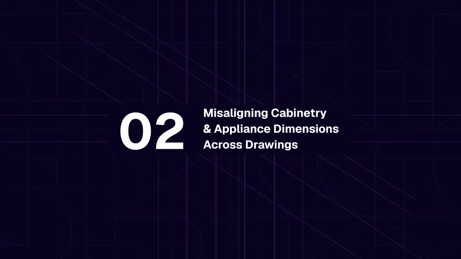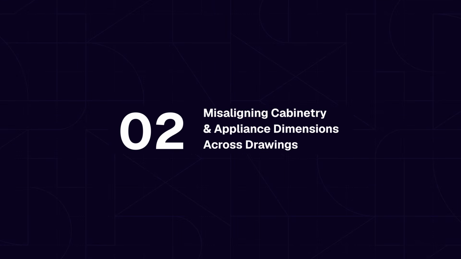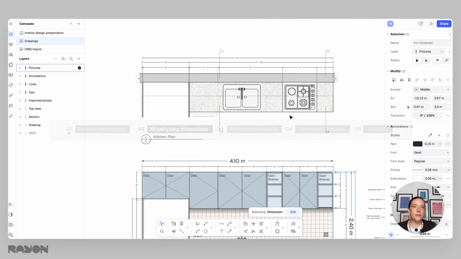Now, while we're in here, we can touch on issue number 2, which is misaligning cabinetry and appliance dimensions across drawings.